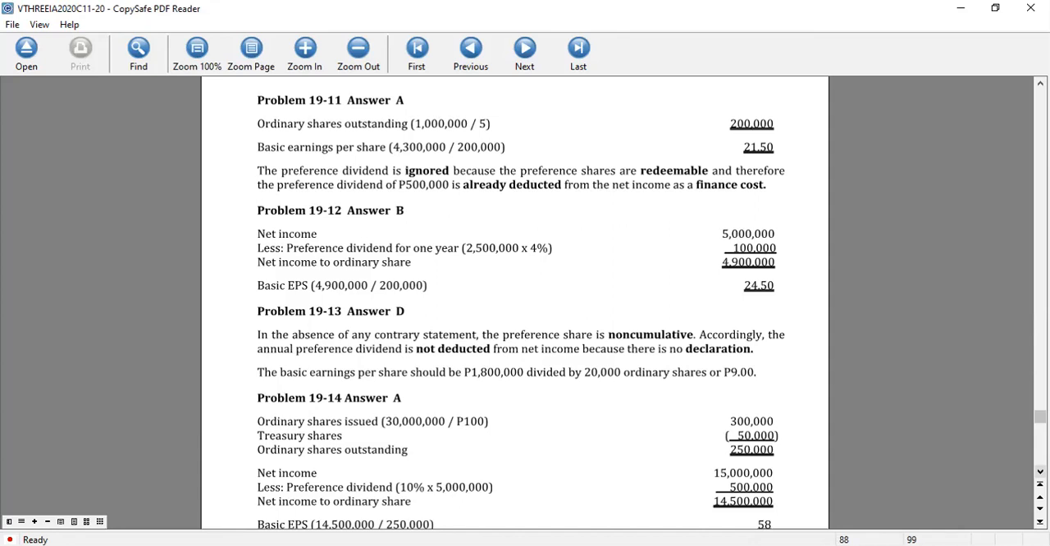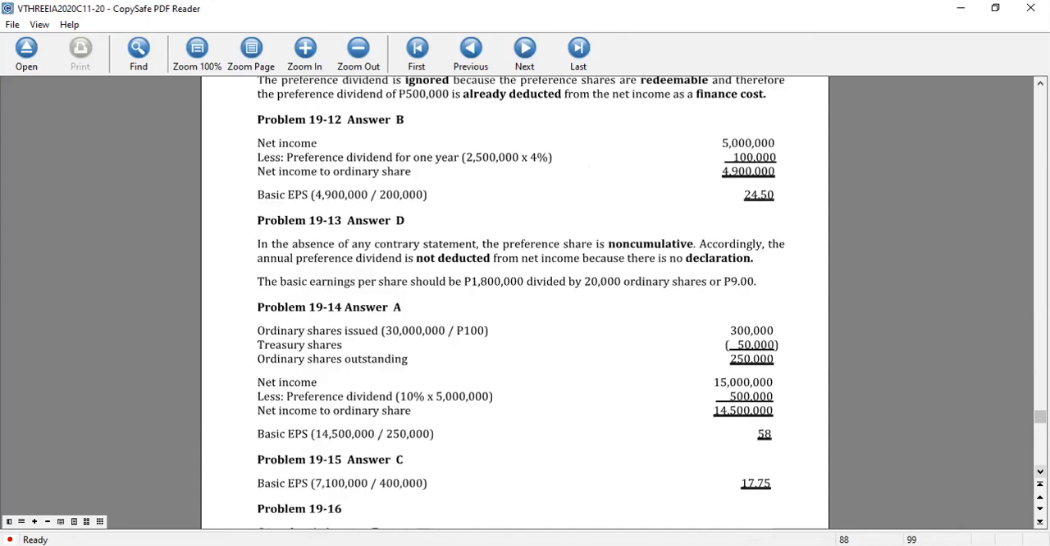The basic earnings per share should be 1.8 million divided by 20,000 ordinary shares, or 9 pesos. So net income for the year was 1.8 million. That's the final amount of net income. Next, in number 14, what amount should be reported as basic earnings per share?